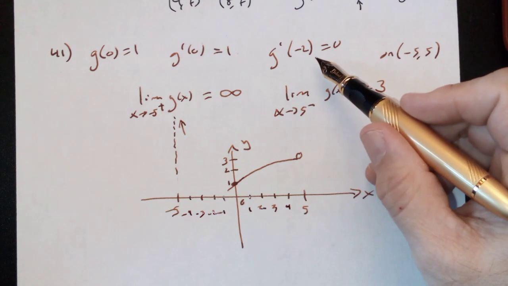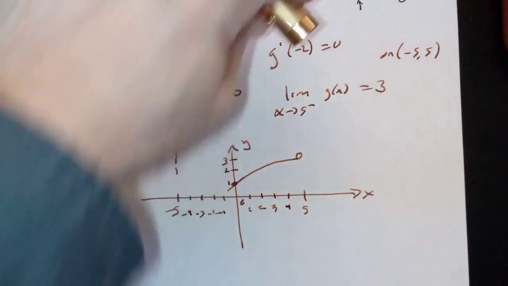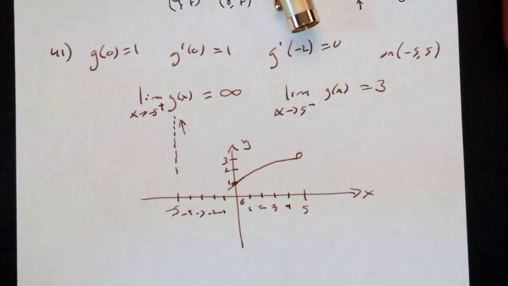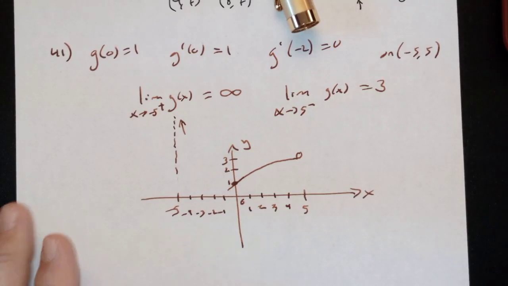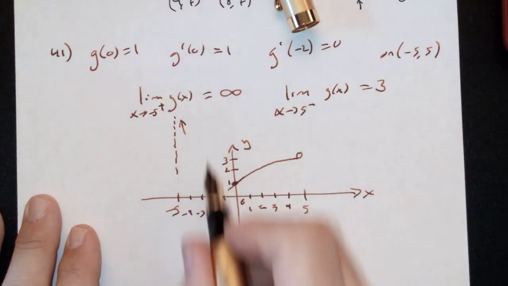This piece of information is not on my picture yet. So let me think about what that piece of information means. It's still G prime, so it represents a slope. And if I have a line whose slope is 0, what does it look like? It's horizontal. So I should have a horizontal line somewhere related to this dot. But I don't know what height it's at.